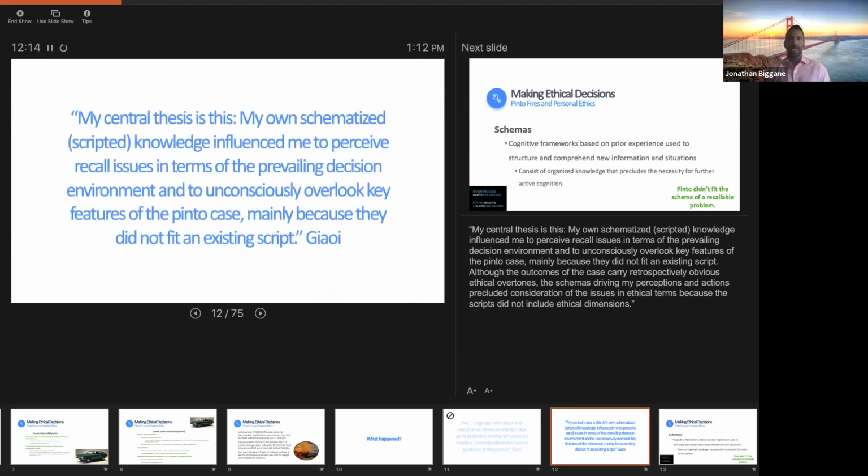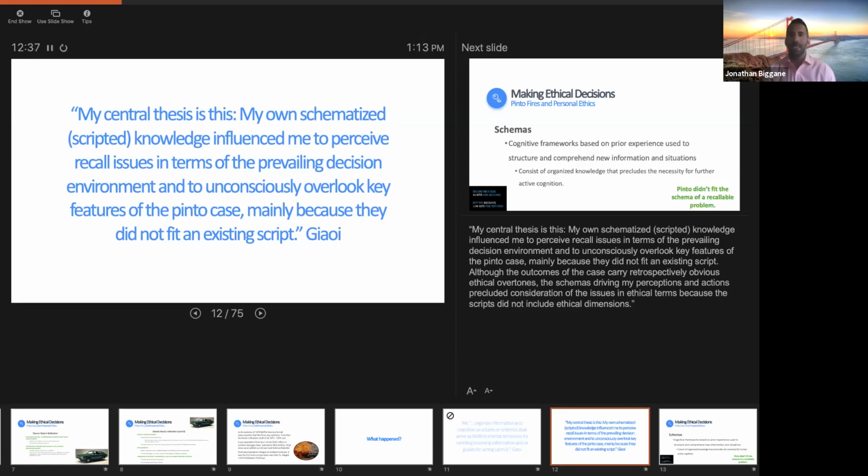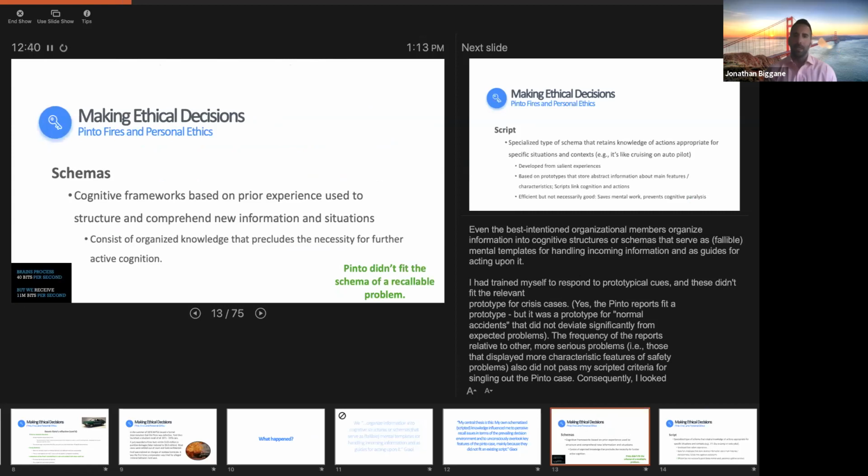David Goya tells us, when asked about the situation, that "my central thesis is this: my own scripted knowledge influenced me to perceive recall issues in terms of the prevailing decision environment and to unconsciously overlook key features of the Pinto case, mainly because they did not fit an existing script." So what's he talking about here with scripts? Well, a script is something that's automatically enacted whenever you make a decision about something. So when he talks about scripts, he's really referring to decision heuristics. So these mental shortcuts that we make in order to get through the day.